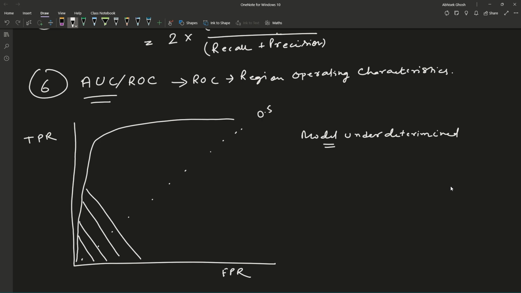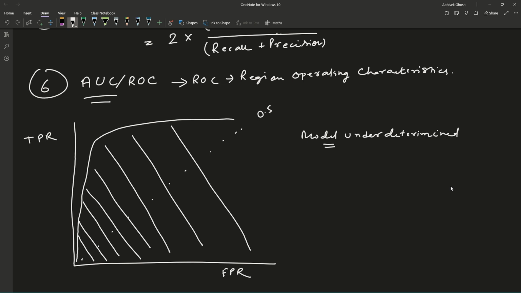We used to do the summation of the area. So the total area under this ROC curve is the AUC. If this curve is very close to the top and goes to almost 1, the AUC value will be tending towards 1. So as the AUC value increases, the model is better. This is the thumb rule: the more area we have, the more the quality of the model is increasing.